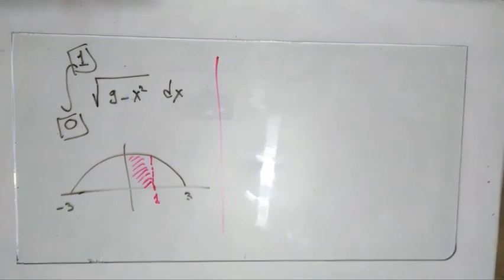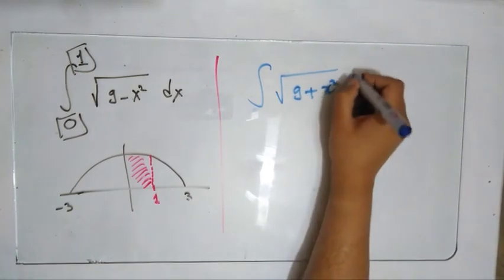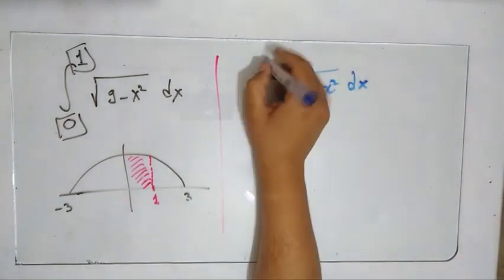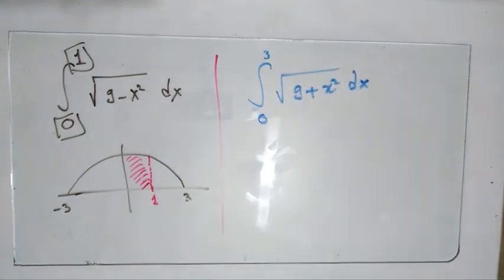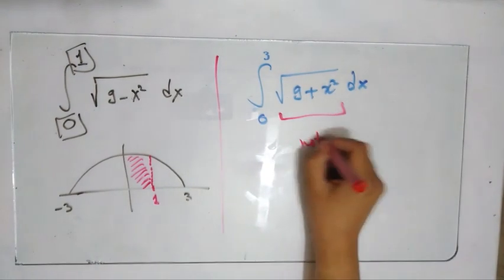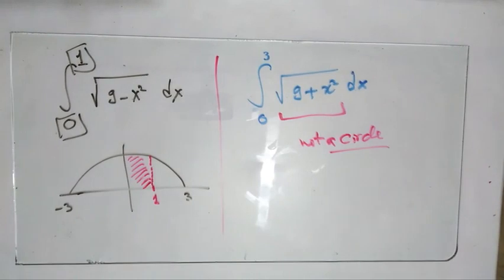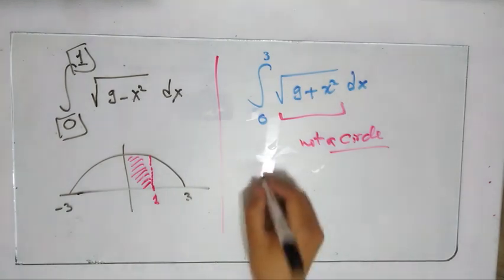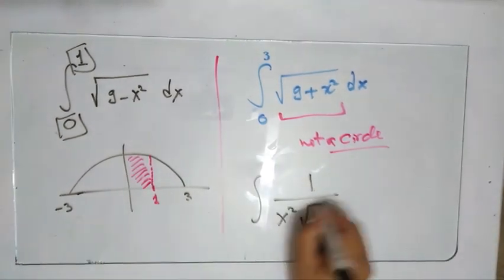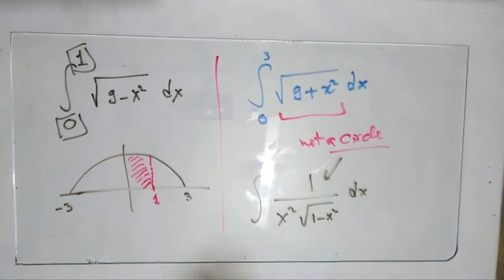So let's see another example. What about this one? It looks like the first one, but here it's x plus the square root of 9 plus x squared dx, even if it was from 0 to 3. But here this is not a circle. So you cannot use this geometric interpretation anymore. Also, what about this one, 1 over x squared times the square root of 1 minus x squared? Again, it's not a circle, and it's more complicated. And many other examples.